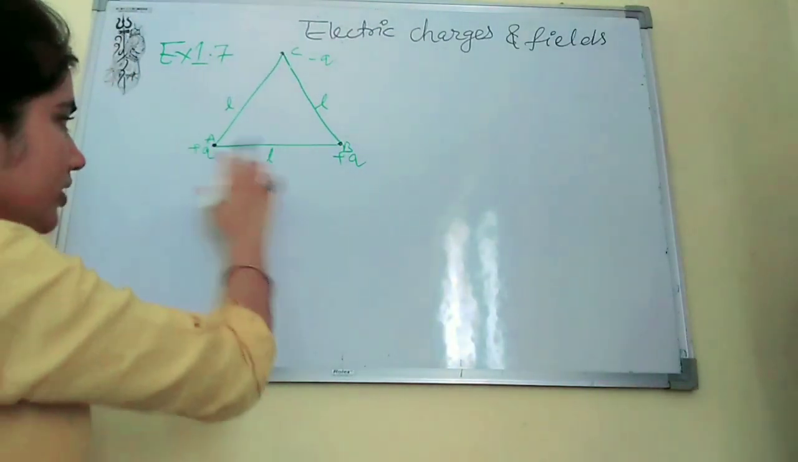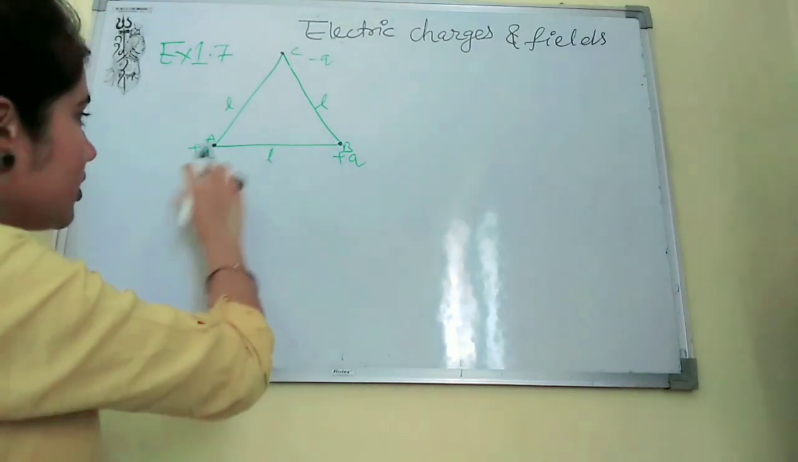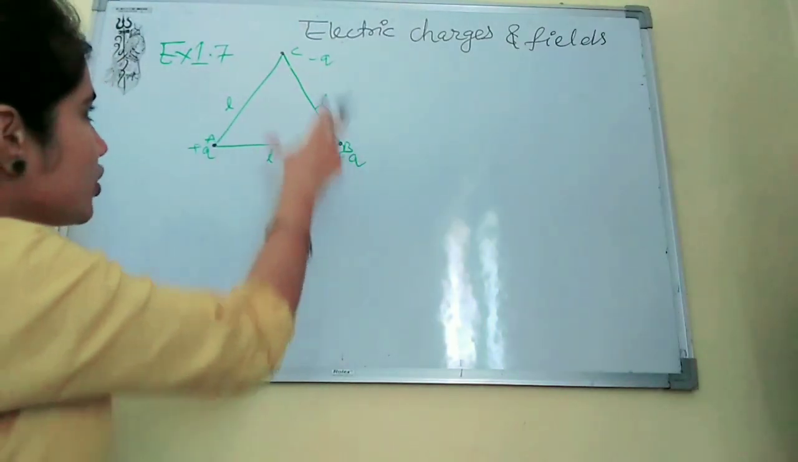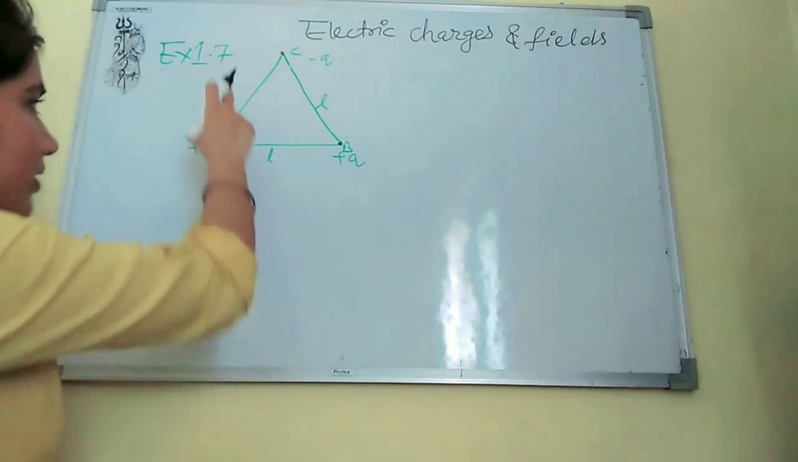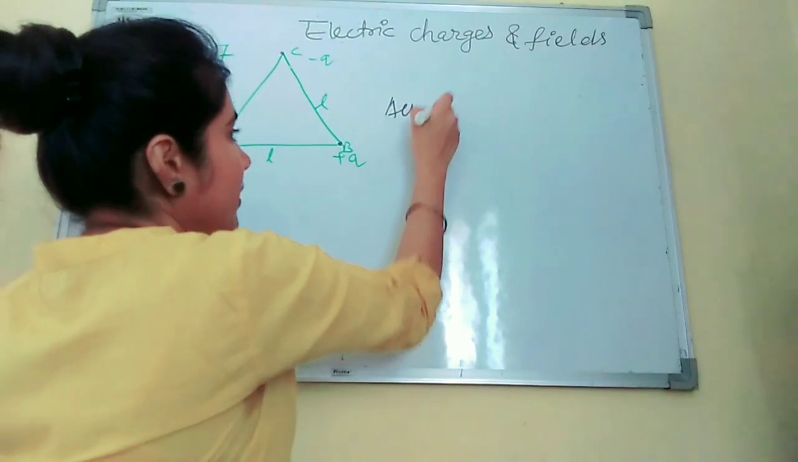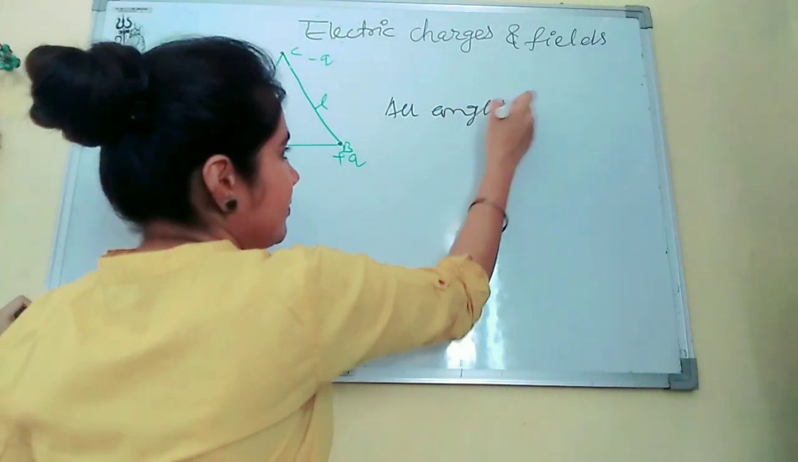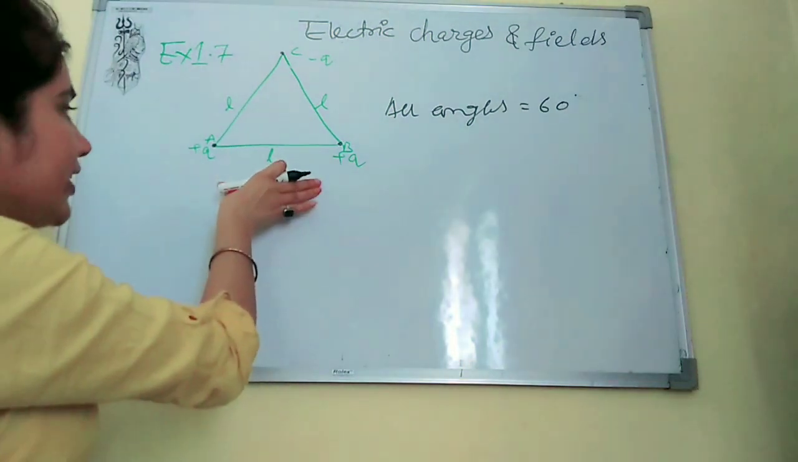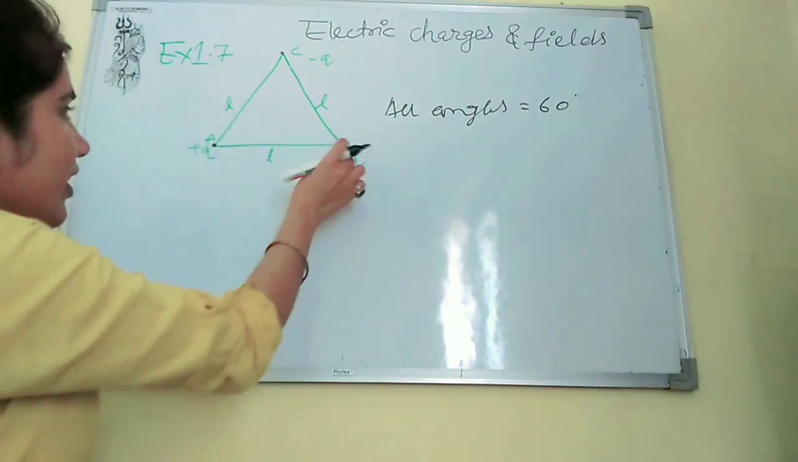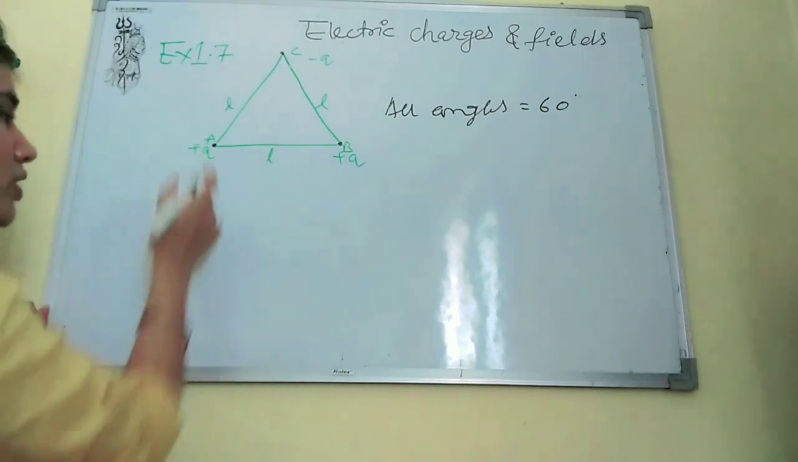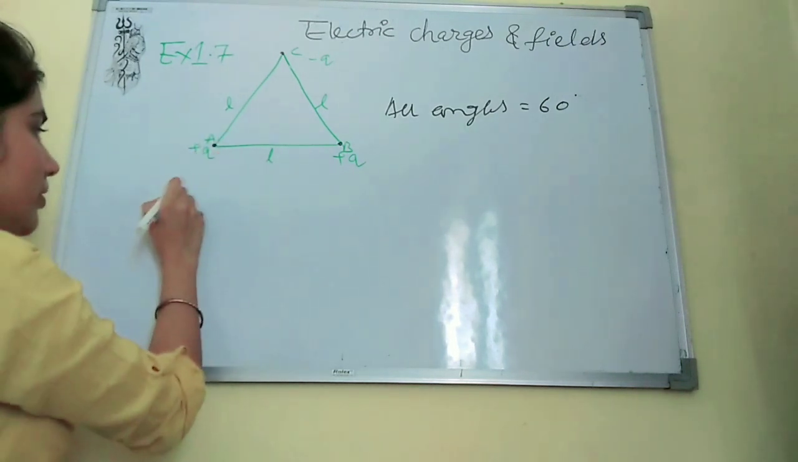So here also it has given an equilateral triangle ABC. We have marked the points, and at the vertices again the charges are placed, that is plus Q and minus Q, and the sides are L. So we know that all angles will be 60 degrees, and it is asking us to find the forces at each point. First we will try to find the force at point A.